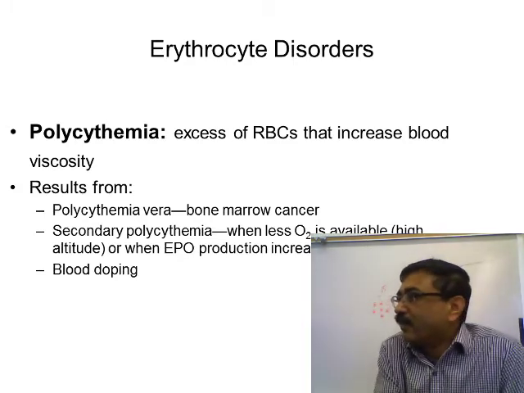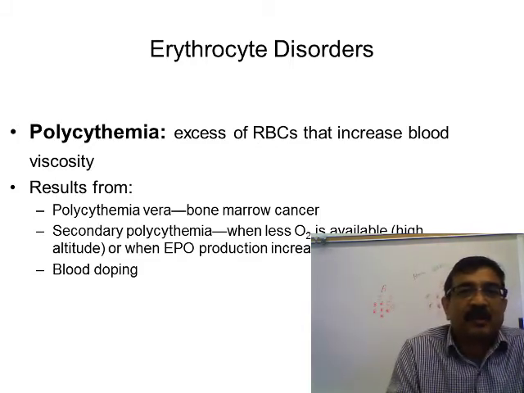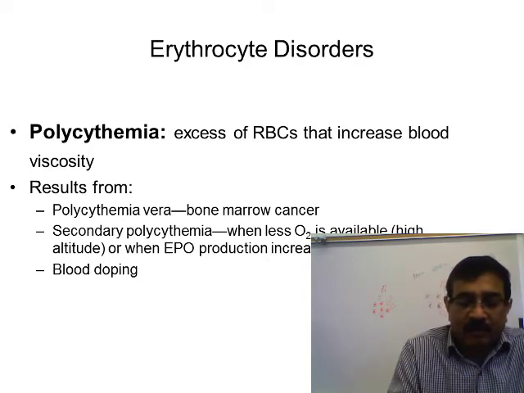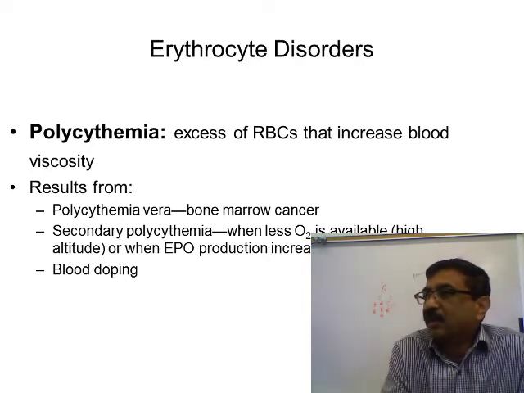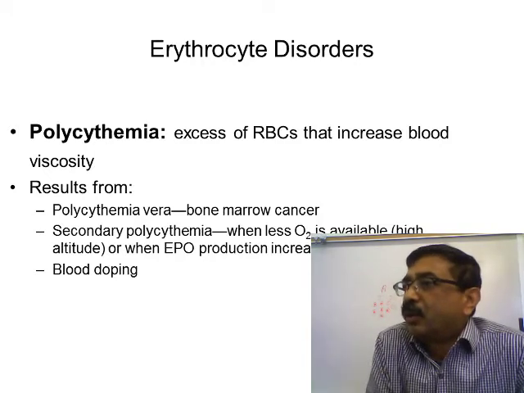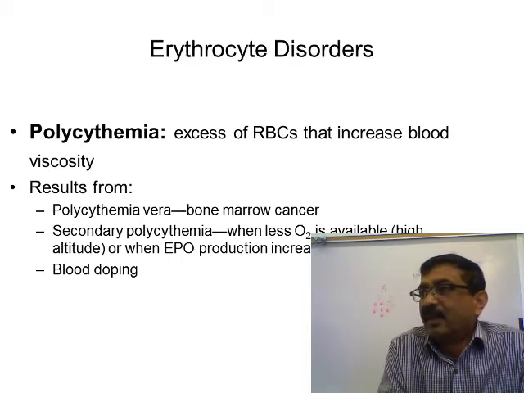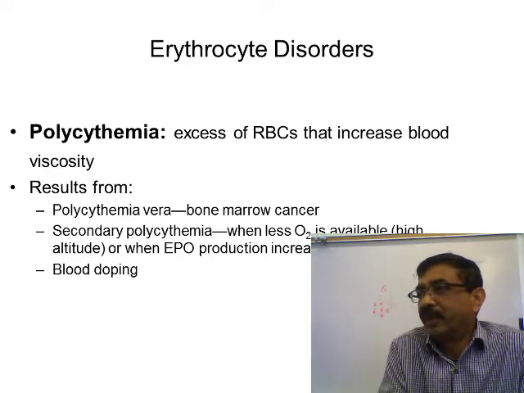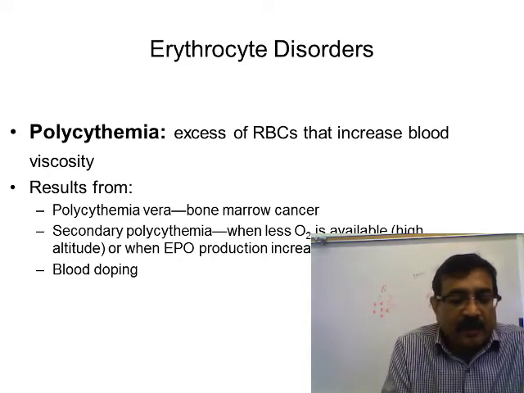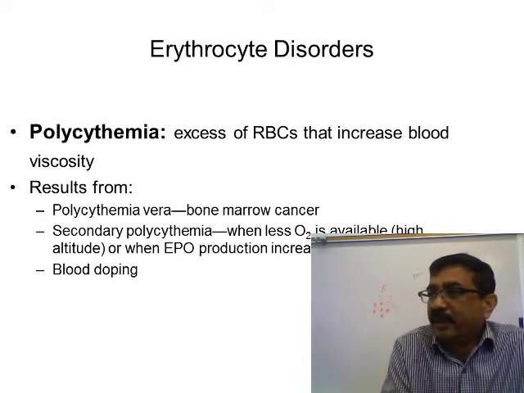Polycythemia vera occurs due to bone marrow cancer. The bone marrow starts to produce the red blood cells. Uncontrolled production of red blood cells occurs in this condition because of bone marrow cancer. High number and uncontrolled abnormal multiplication. So the number of red blood cells will be high, and this is a clinical condition.